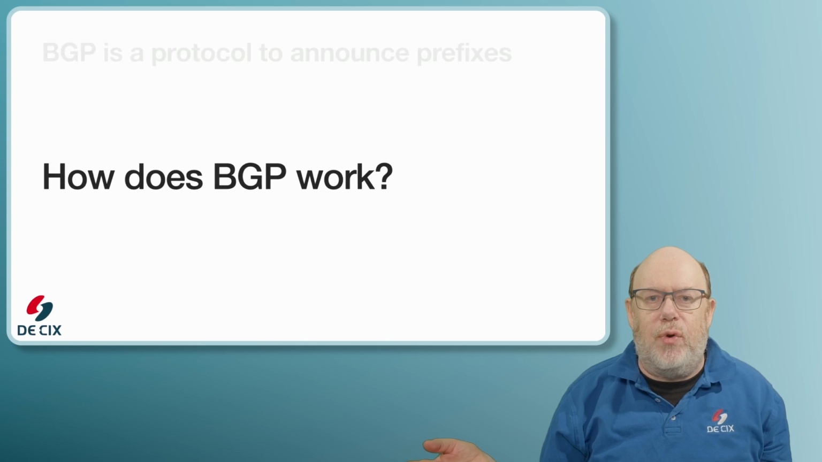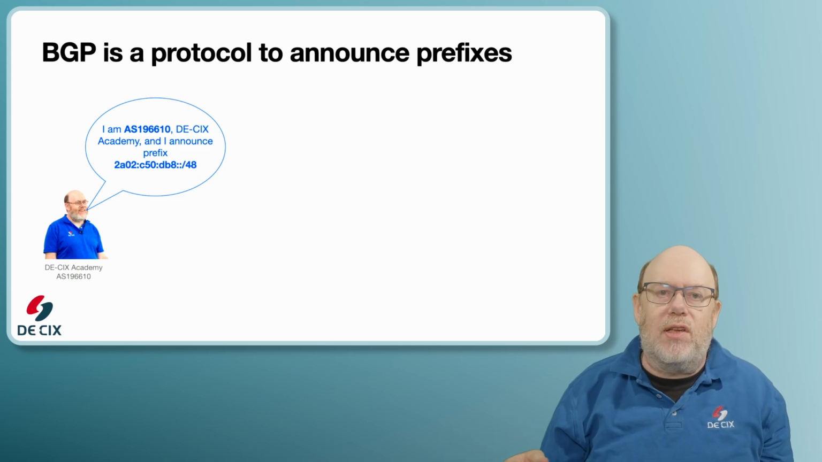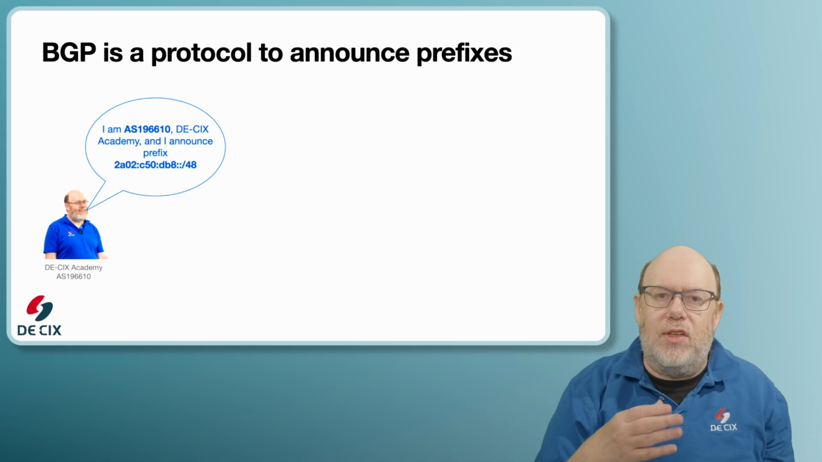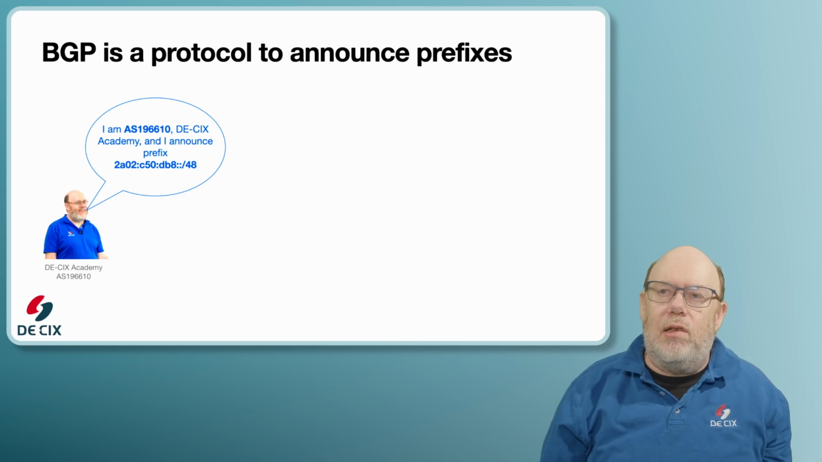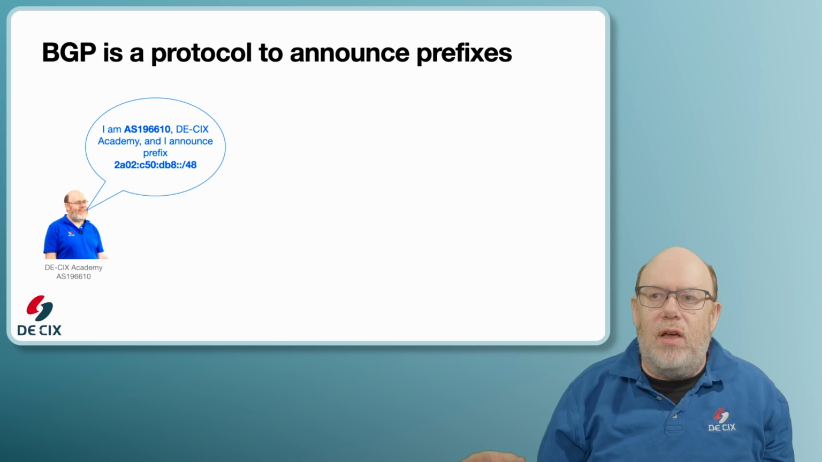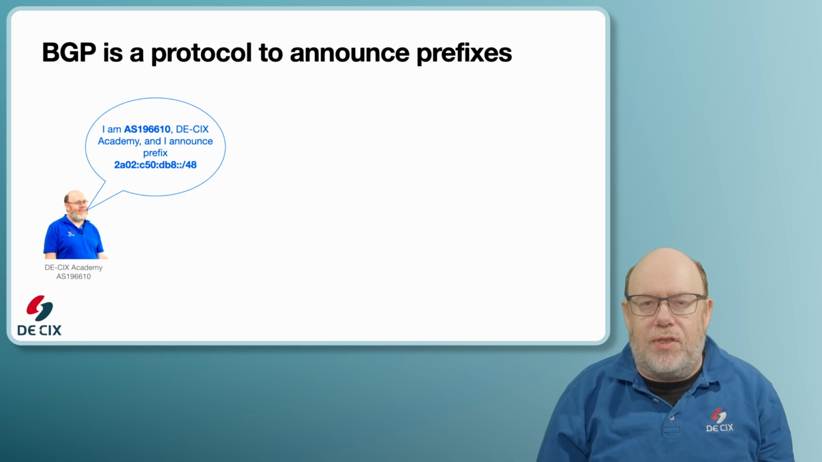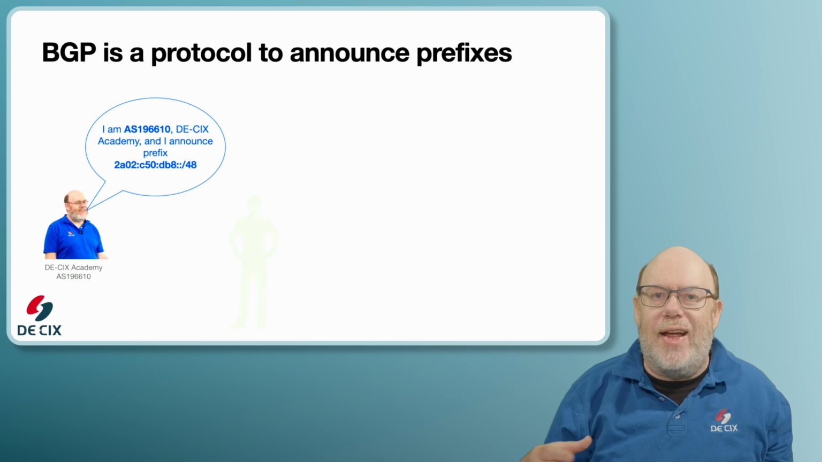How does BGP work? BGP is a protocol which announces prefixes. So my network, I am AS196610, the DE-CIX Academy, and I'm announcing this prefix. That means this network, this prefix is located in my own network, and I have hosts with IP addresses out of these prefixes, and these hosts can be reached through me. And I'm announcing that to my network neighbors.